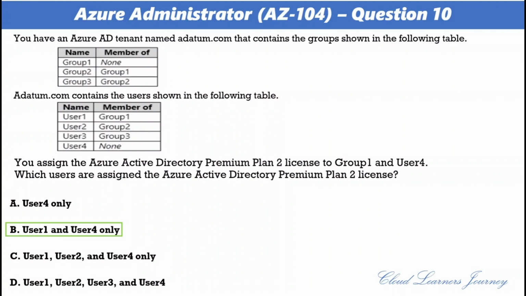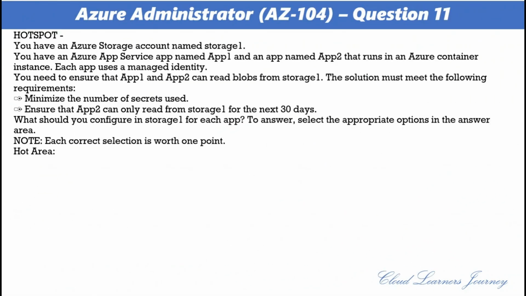Group-based licensing currently doesn't support groups that contain other groups, which are nested groups. If you apply a license to a nested group, only the immediate first-level user members of the group have the licenses applied. Next, question number 11. You have an Azure storage account named Storage1.